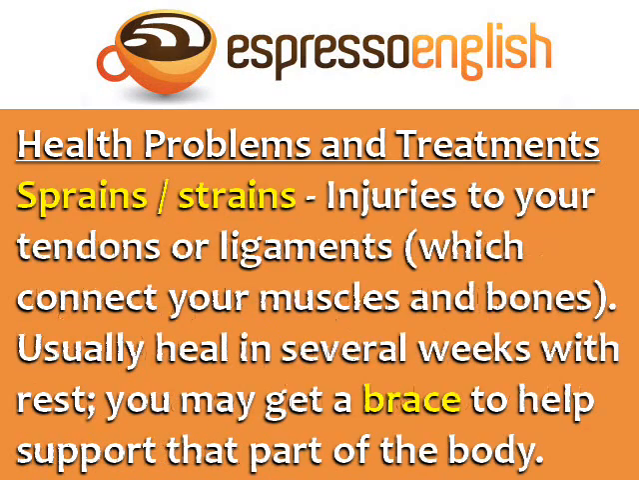Sprains or strains are injuries to your tendons and ligaments, the connections between your muscles and bones. Sprains and strains usually heal in several weeks with rest. The doctor may also give you a brace to help support that part of the body until it gets better.